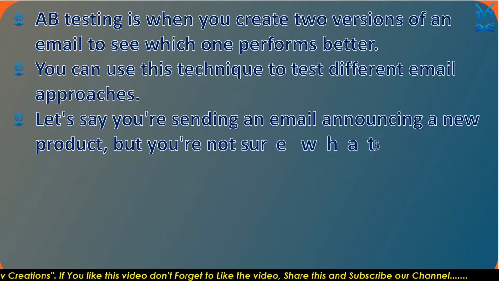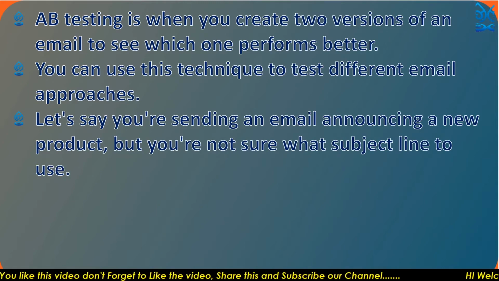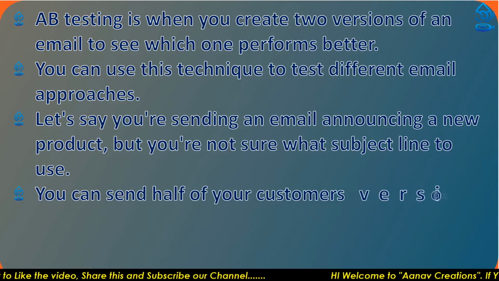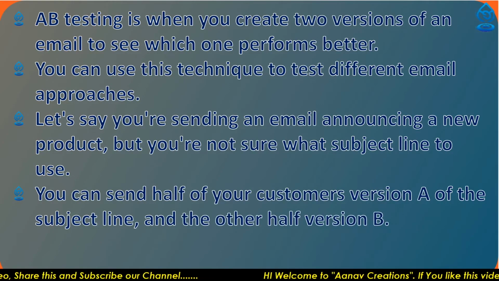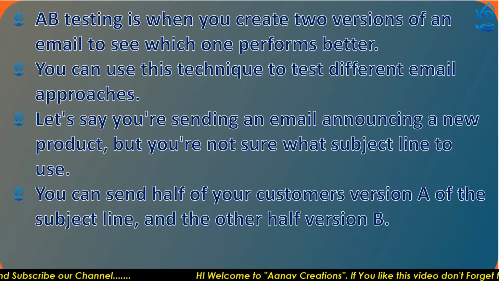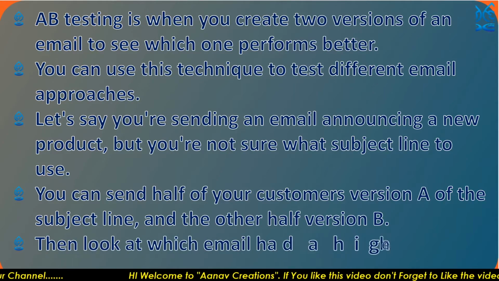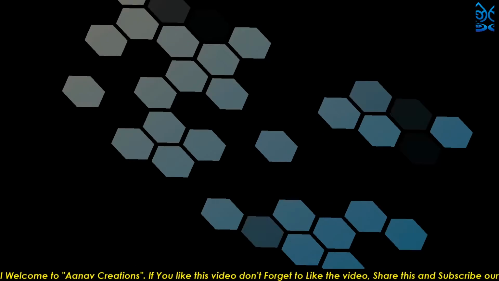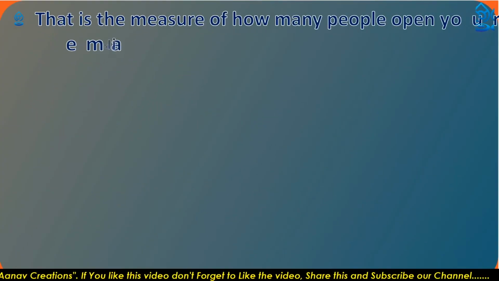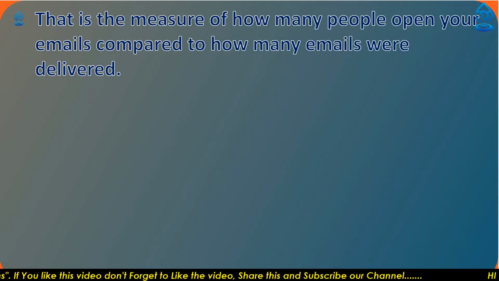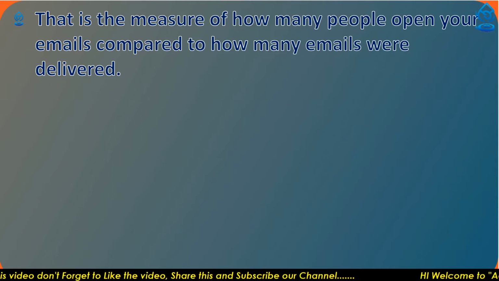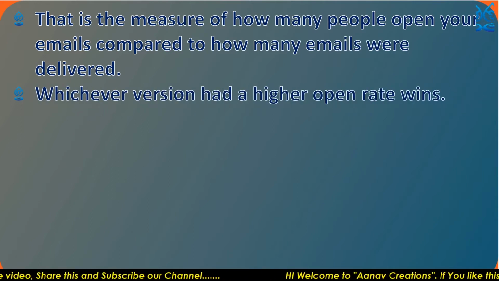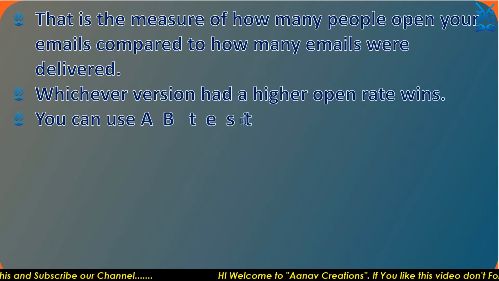Let's say you are sending an email announcing a new product, but you are not sure what subject line to use. You can send half of your customers version A of the subject line and the other half version B. Then look at which email had a higher open rate with respect to each other. That is the measure of how many people open your emails compared to how many emails were delivered to them. Whichever version had a higher open rate wins.